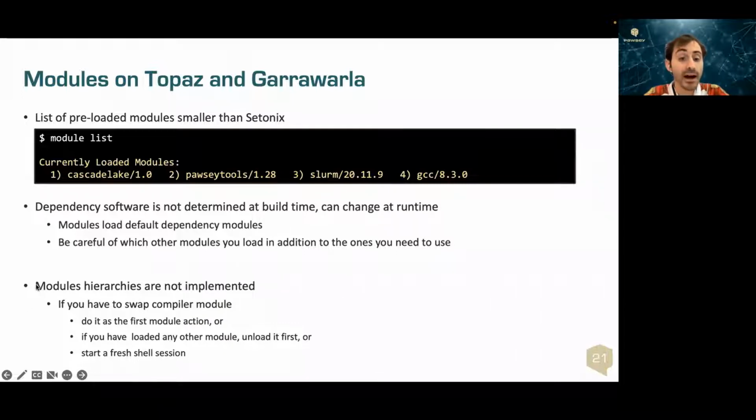And finally, module hierarchies. The module swap functionality I just showed you for Cetonix is not implemented on those clusters. So swapping between compilers is not as automatic. The typical way to do it is to unload the module that you've loaded first, change compiler, reload the module.